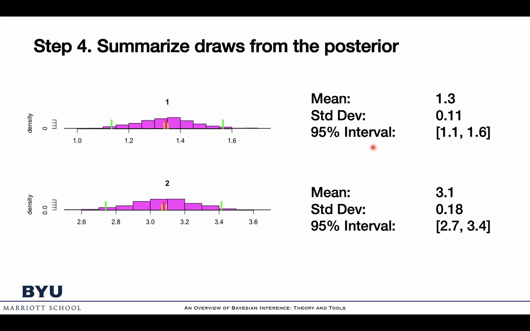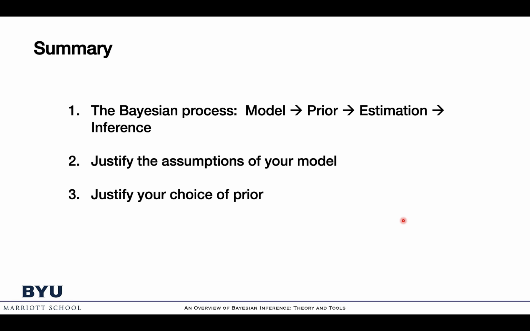And I could use this if I wanted to engage in something akin to a hypothesis test in a frequentist setting. So if I wanted to test my beta 0 parameter against a point null of 0, I can look at my interval and it doesn't span 0. And so I can say, well, I'm 95% confident that the true value of this parameter lies between 1.1 and 1.6. And so, if I'm using something akin to an alpha of 0.05, I would reject the null. So beta 0 clearly is not equal to 0. And the same is true for beta 1. So I summarize my draws from the posterior accordingly.